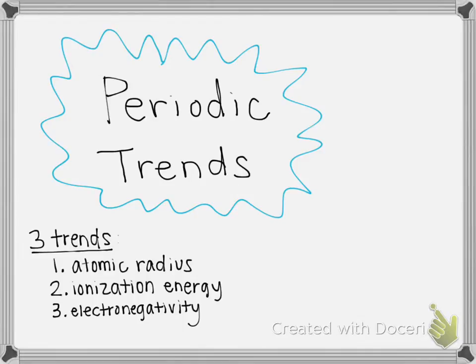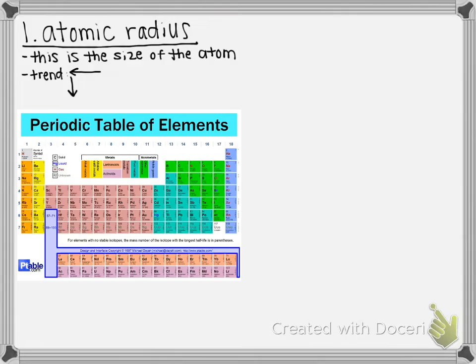Alright, we are going to look at 3 periodic trends. The first one is atomic radius, second one ionization energy, and third one electronegativity. So first one, atomic radius, this is the size of the atom.